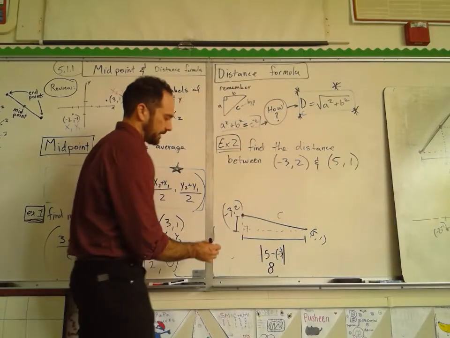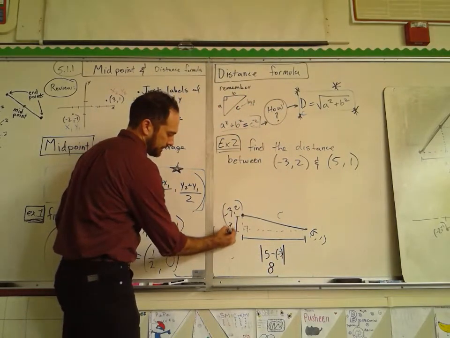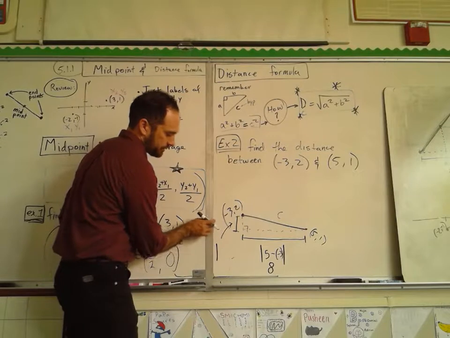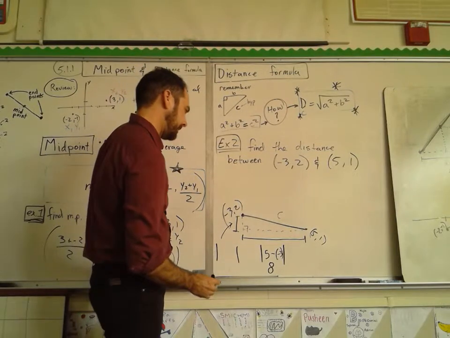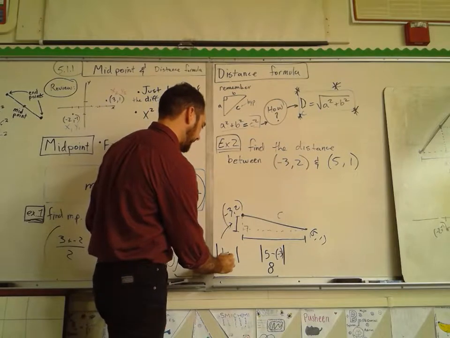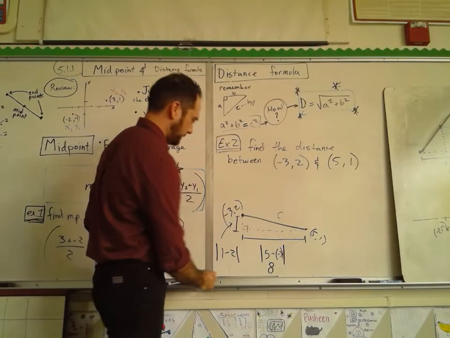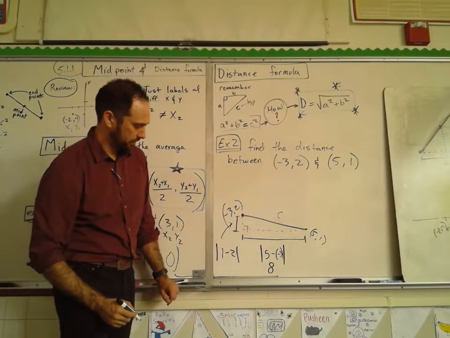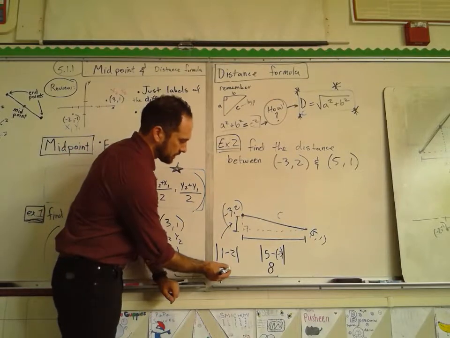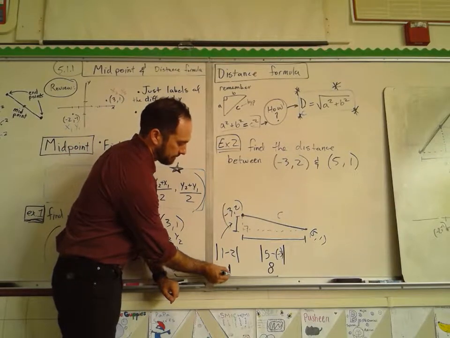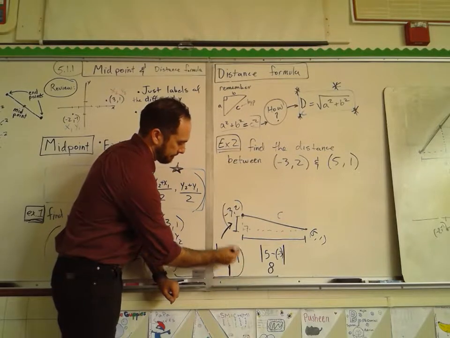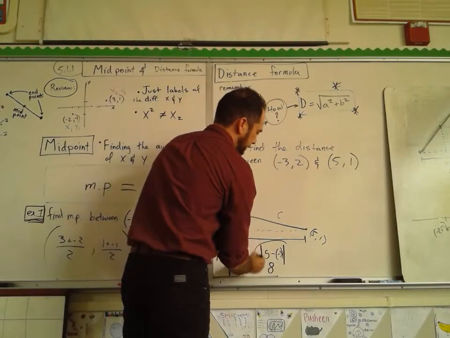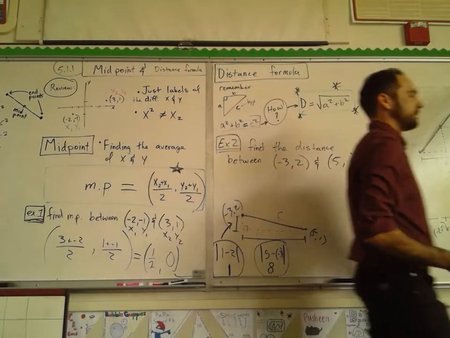Let's find this one. This is the absolute value of, let's see, 1 minus 2. 1 minus 2 is -1, so we know that this is 1. So this here is 1. That's how we found that. This one is 8. That's how we found it. You're just subtracting them.